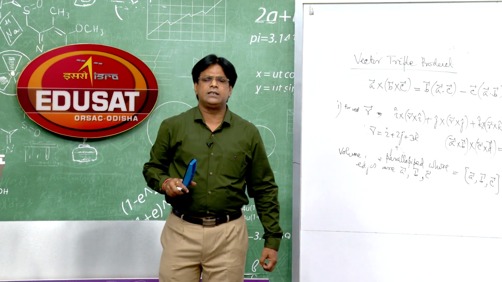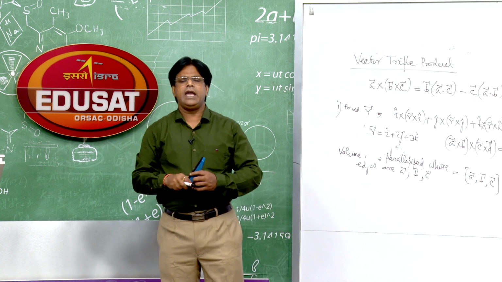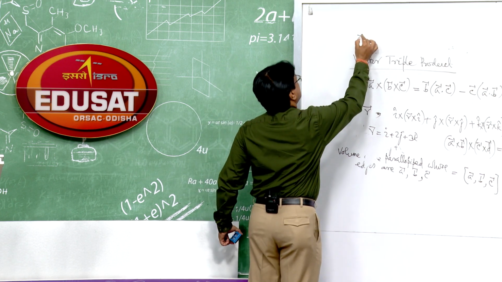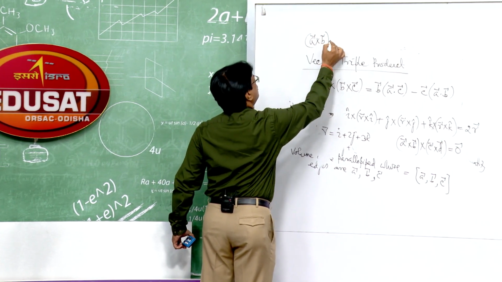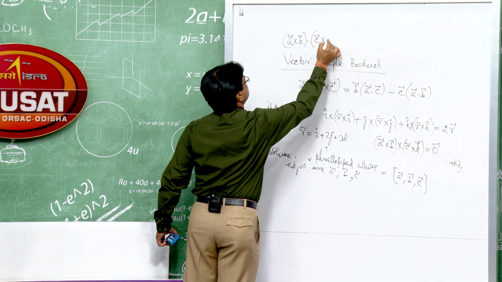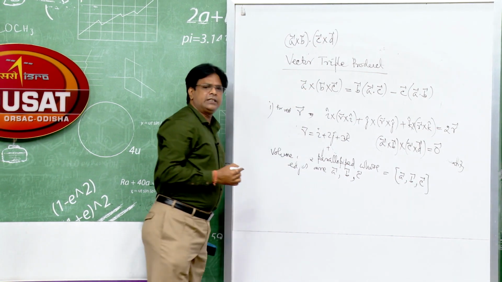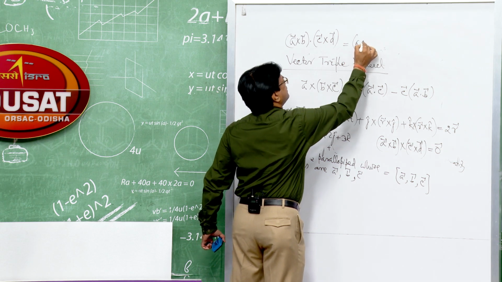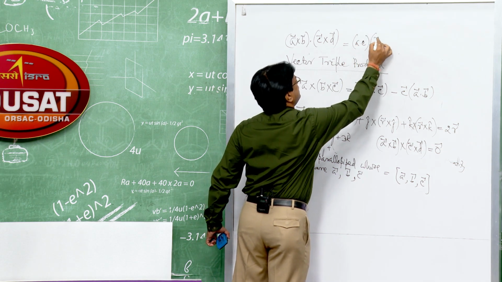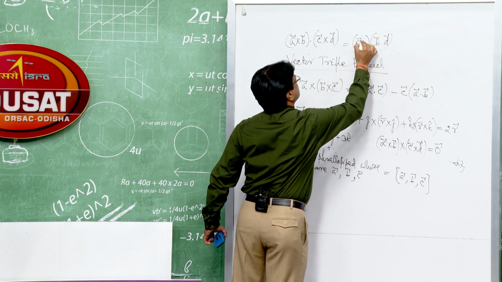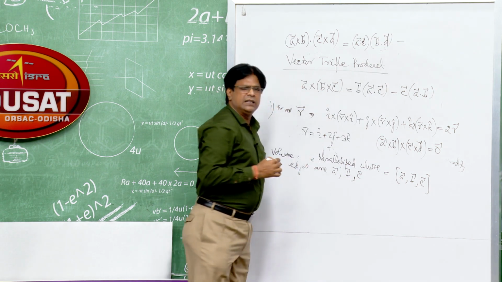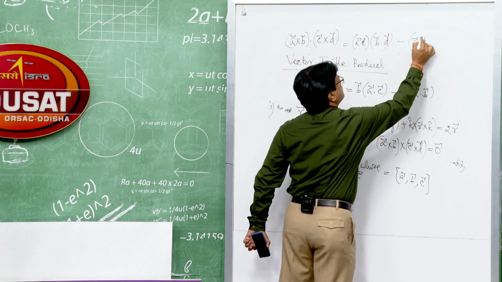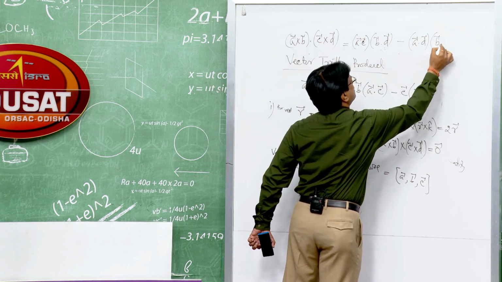Again, for the four vectors A, B, C, D, we have A cross B dot C cross D. If we have A cross B dot C cross D, then we can say it equals A dot C into B dot D minus A dot D into B dot C.